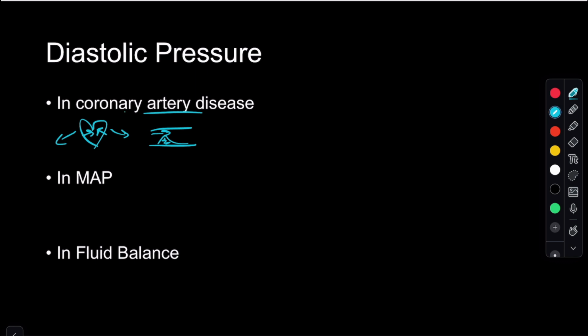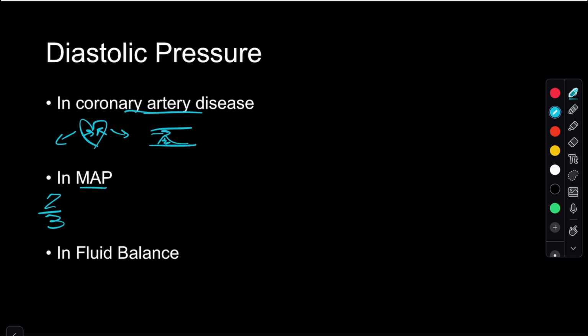So the point is, it's important during coronary artery disease that you maintain a high enough diastolic pressure so the heart is still perfused. Diastolic pressure is the most important for MAP compared to systolic pressure because it composes 2/3 of your mean arterial pressure, where systolic pressure only composes 1/3.